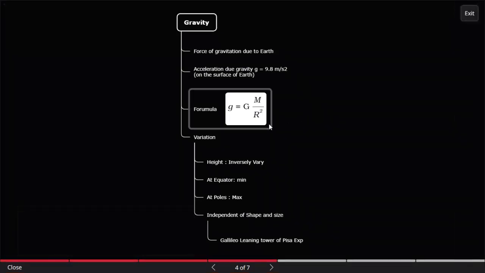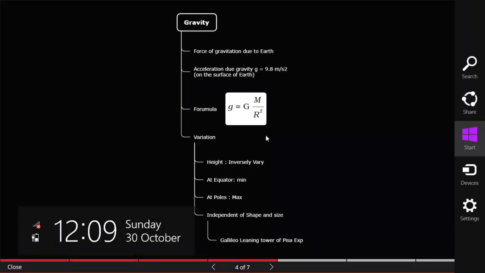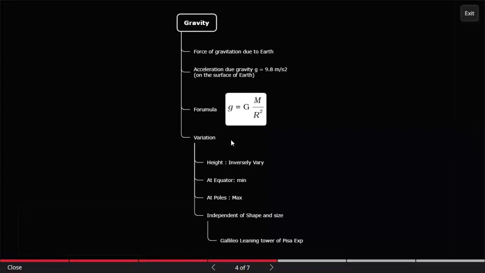g is equal to GM by r square. I will not go through how this formula came. It came from the previous formula that we have seen. The very important thing is you should know about the variation, how it is varying.